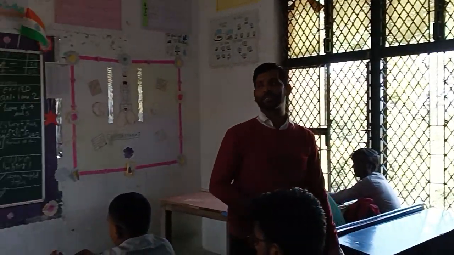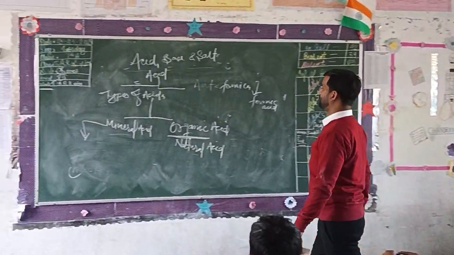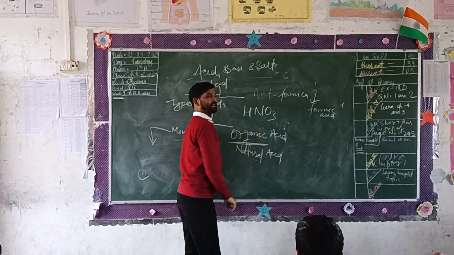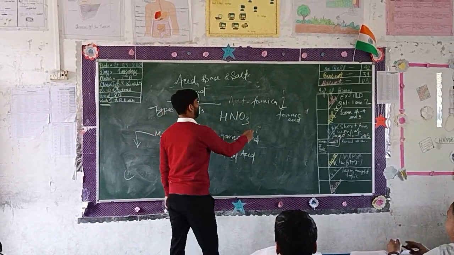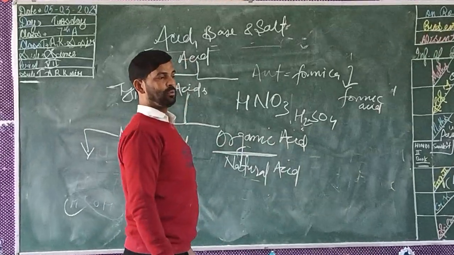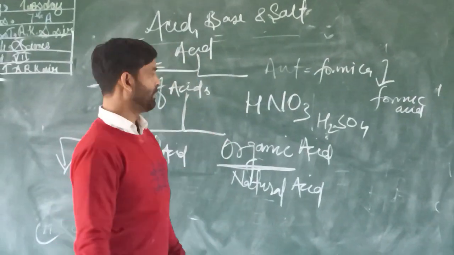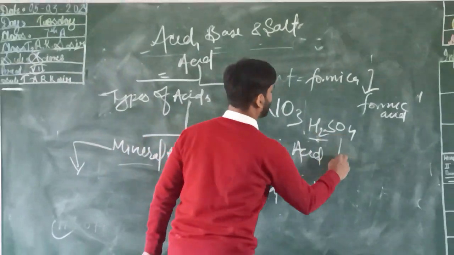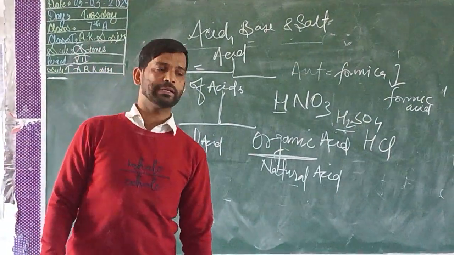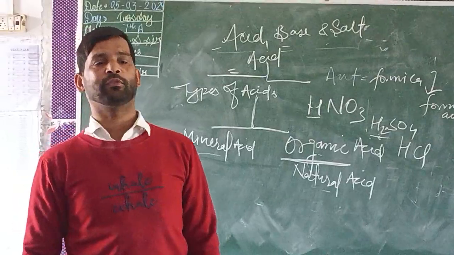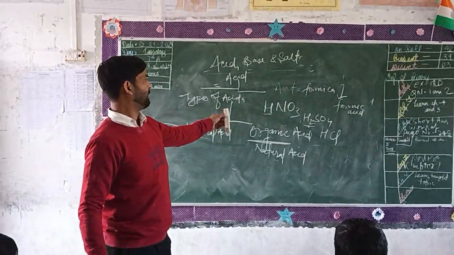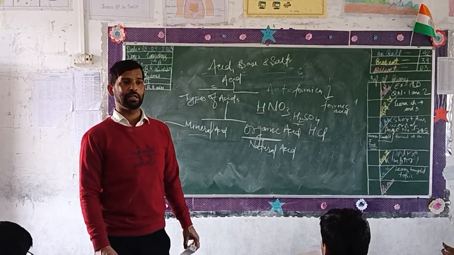So what are these acids? This is called nitric acid. This is called sulfuric acid. The nitric acid and sulfuric acid, as well as hydrochloric acid. These are all mineral acids. Why? Because they are acids formed by minerals.